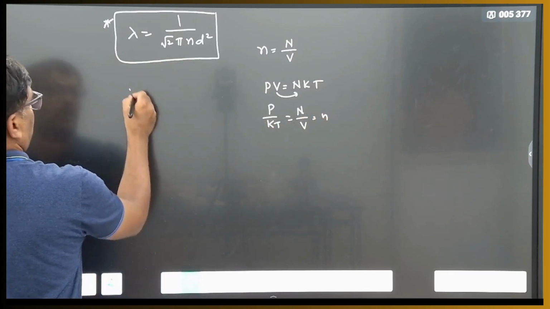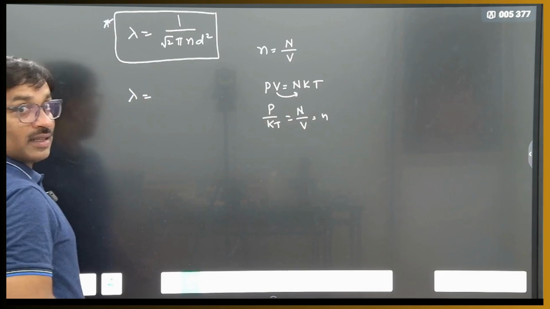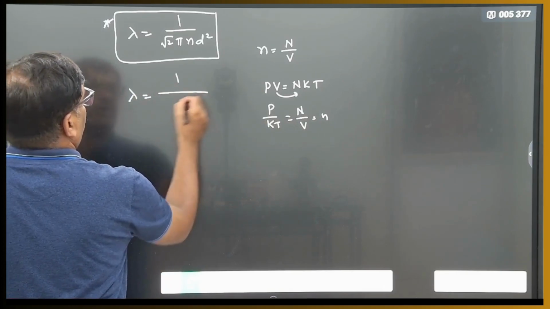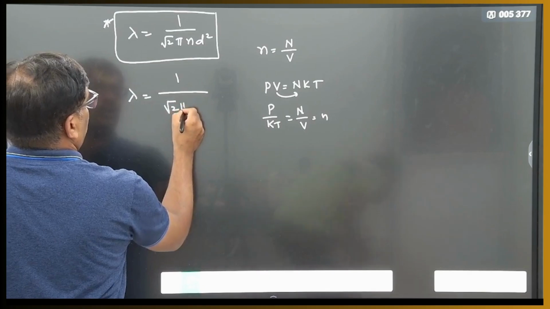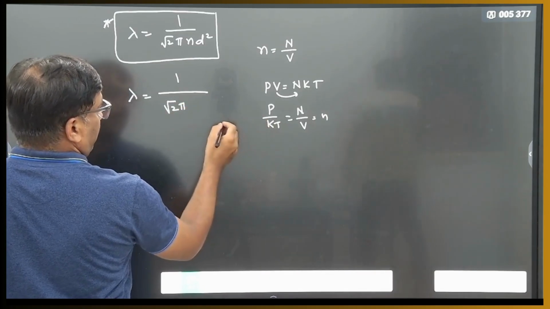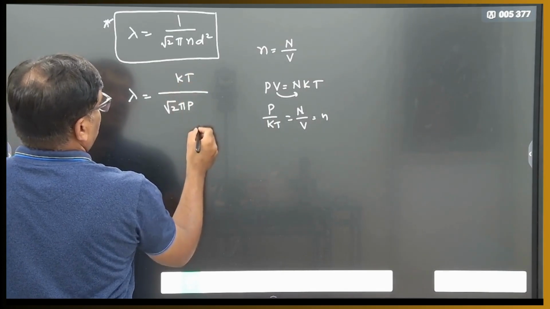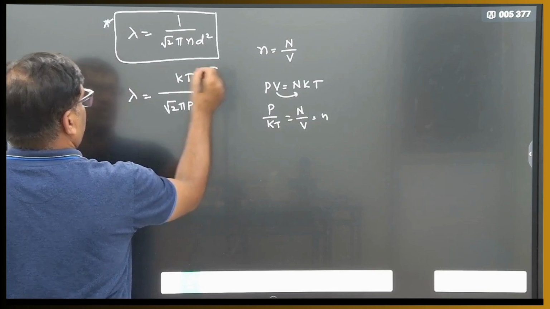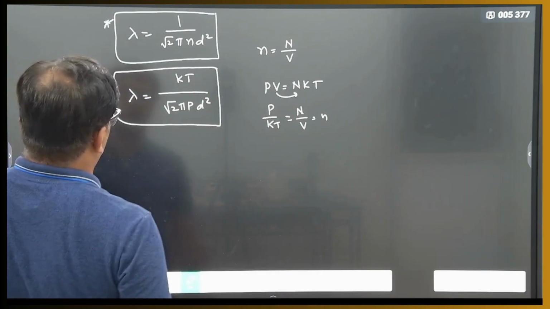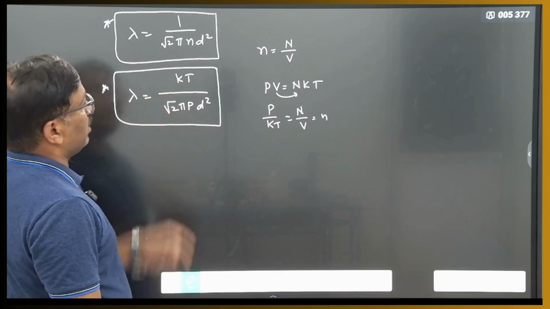So what can you write it now? So mean free path, it will be equal to 1 by square root of 2 into pi. N value is nothing but P by KT, therefore into D square. Free path can be calculated as KT by this one now.